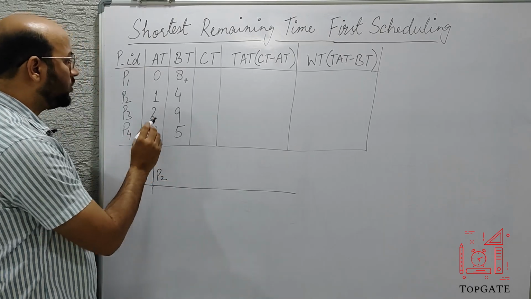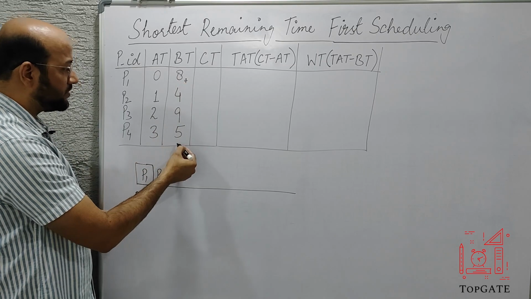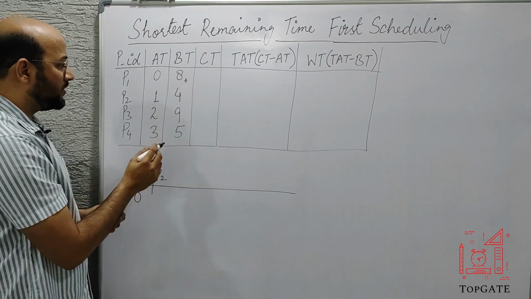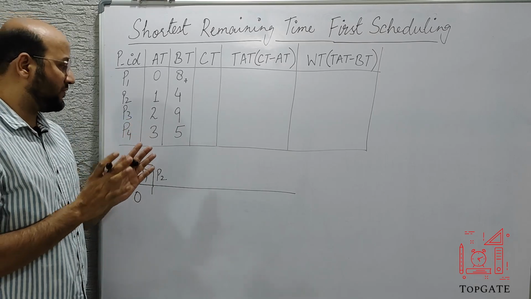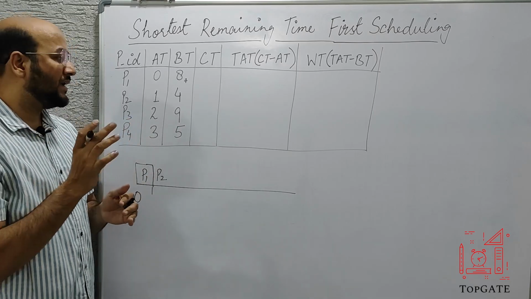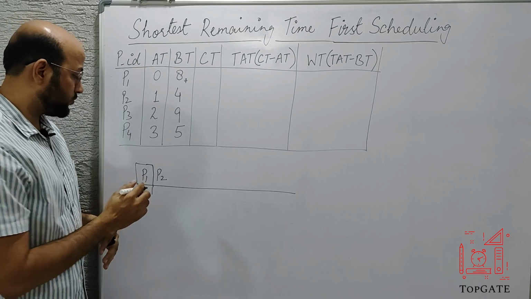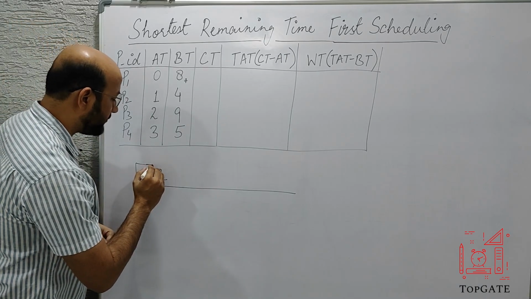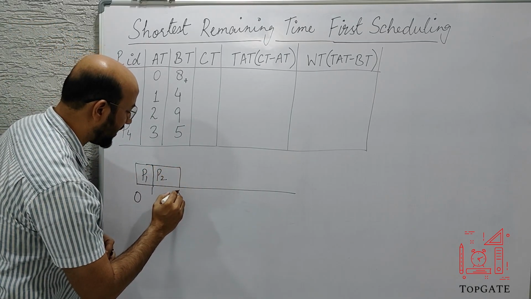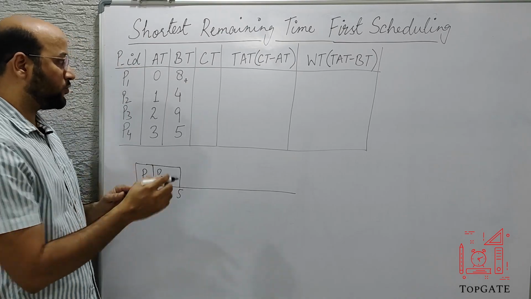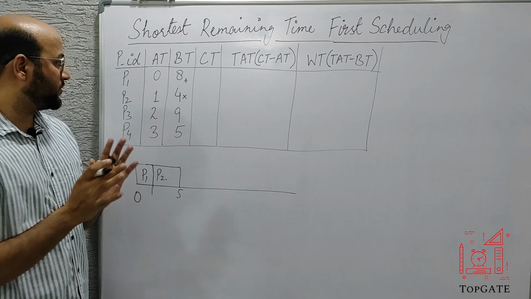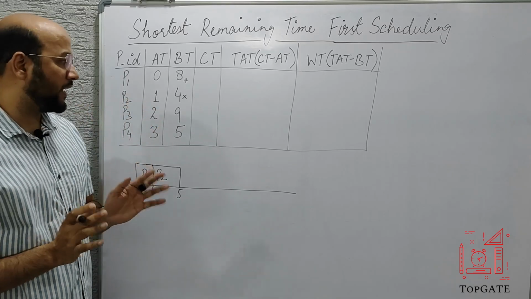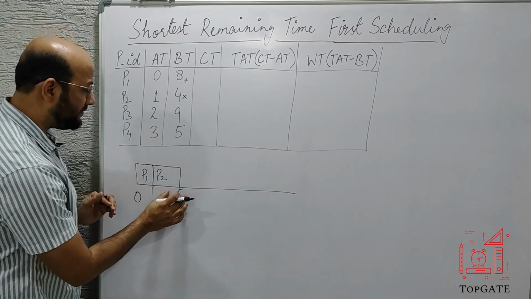Clear? Now P2, since it has the shortest burst time here, no process will be able to preempt this P2. So if it starts, it will continue for its complete 4 units. It will start at 1 and continue till 5, completing its 4 units, and it will now terminate and go out of the RAM. So P2 does not exist in the RAM at all right now. Clear? Now currently we are at time 5.